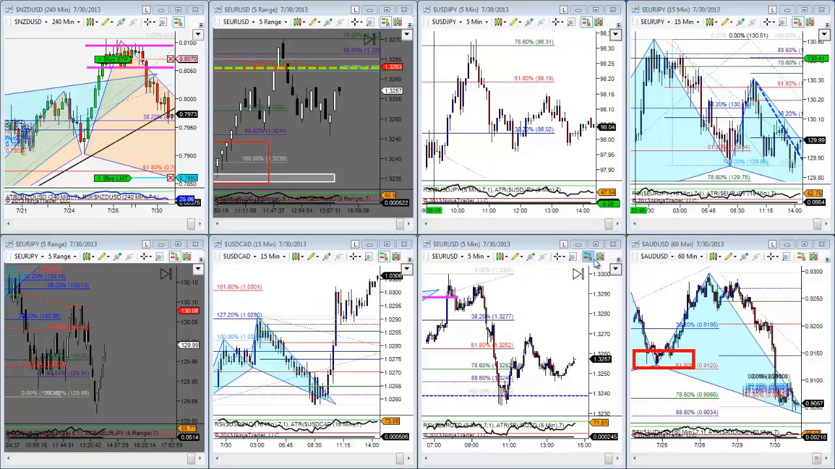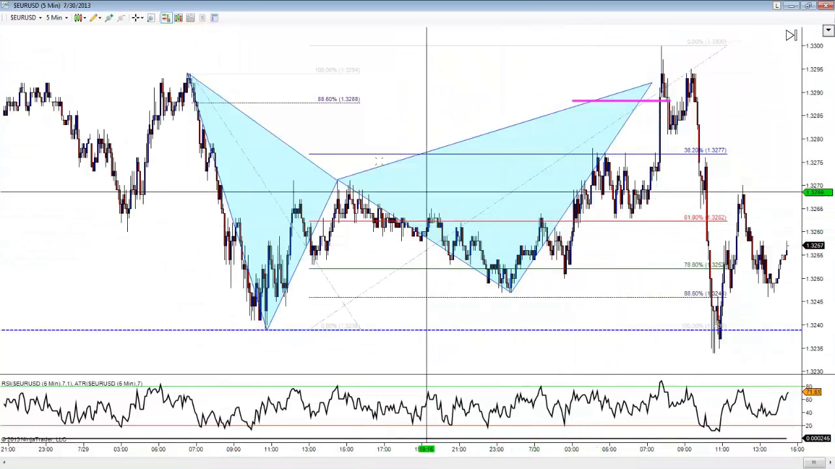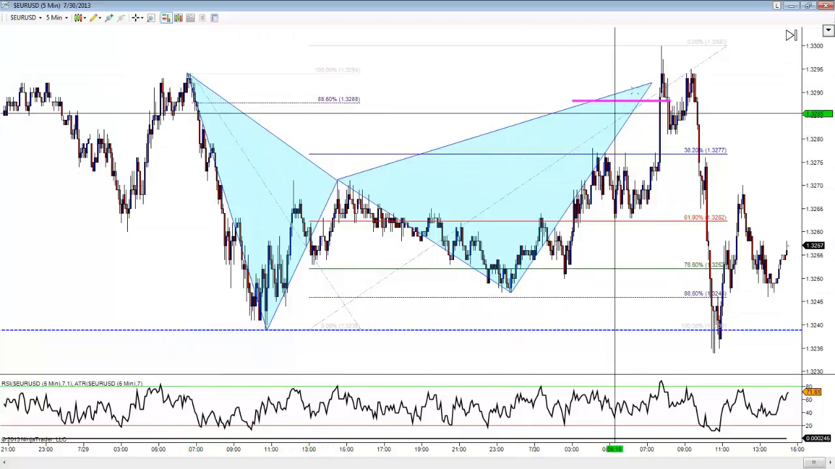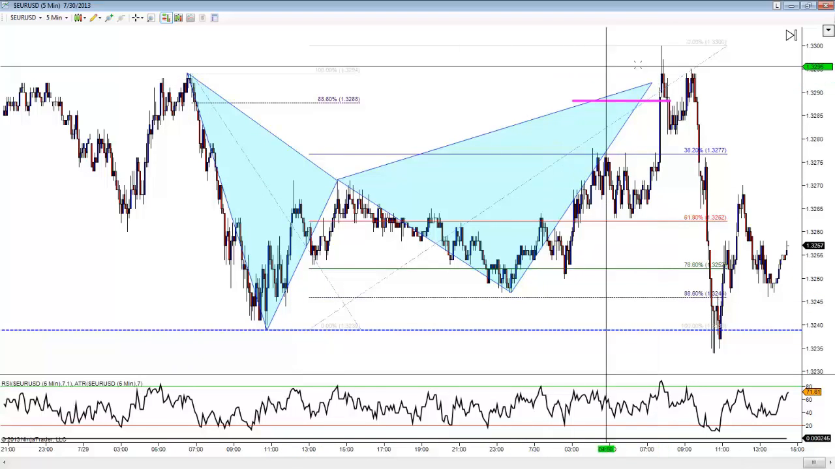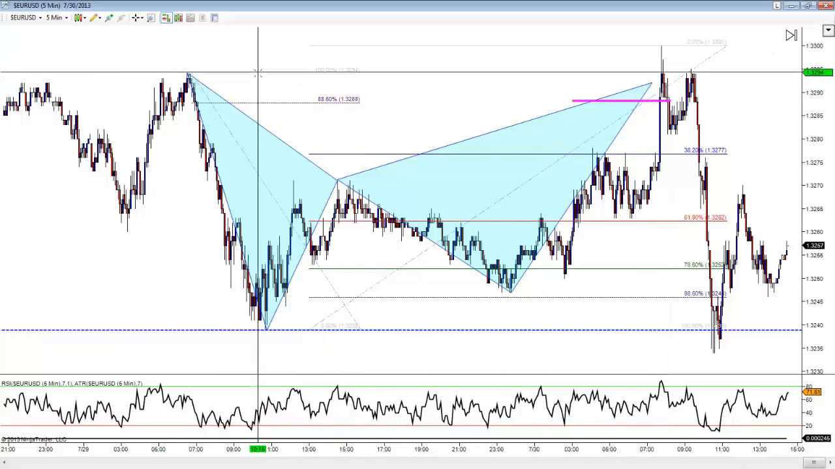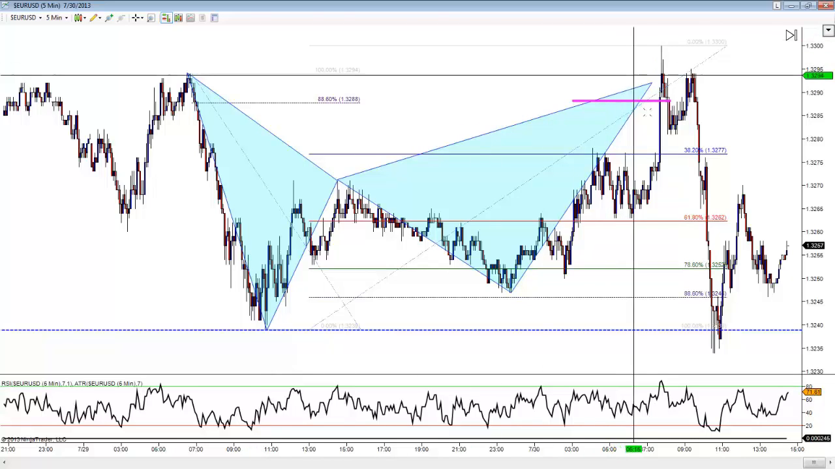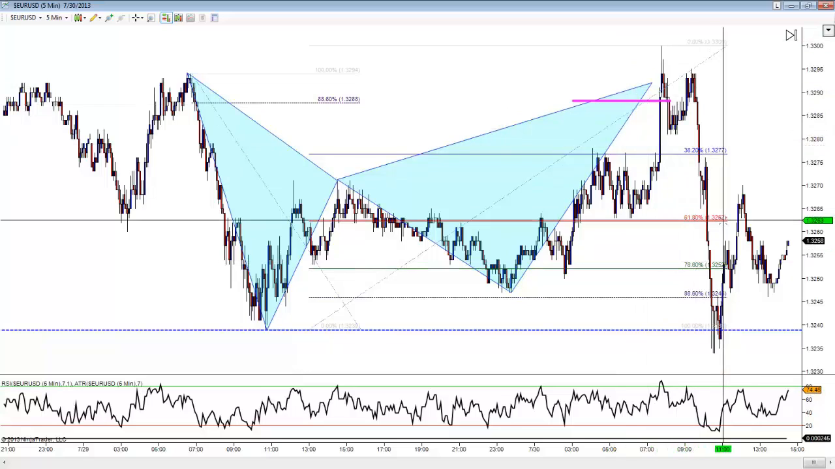First, we had the euro dollar that we talked about. You can see the bat pattern right here: X to A to B, B to C, C to D. We actually put in a good test, but never closed above X. So great job for having smart stops traders. And you can see we rolled down to hit target 1 and target 2 for a total of about 37 pips.